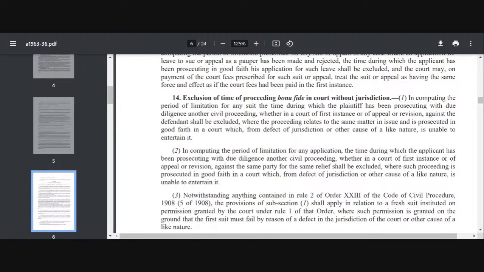So if you are prosecuting in good faith and with due diligence some civil proceeding, and it is being prosecuted in good faith in a court which has no jurisdiction, in that case section 14 says that the time will be excluded, right? See section 14 also once, students.